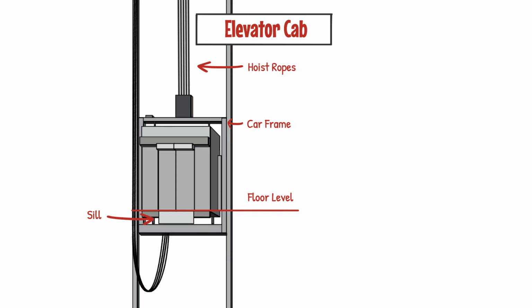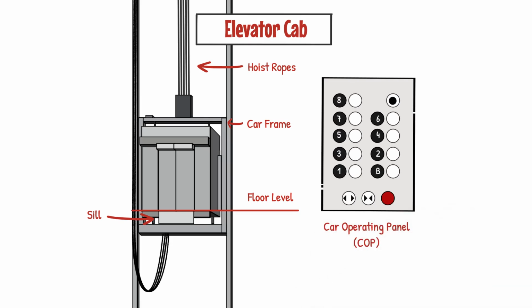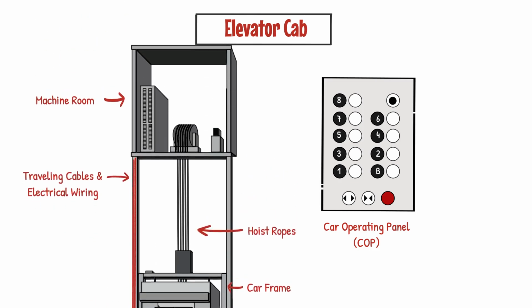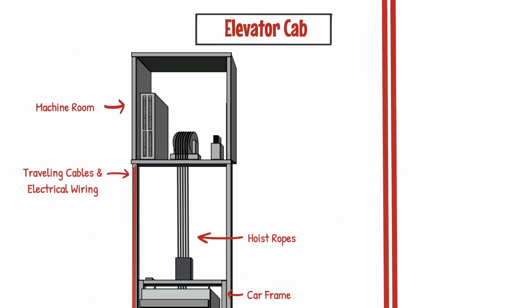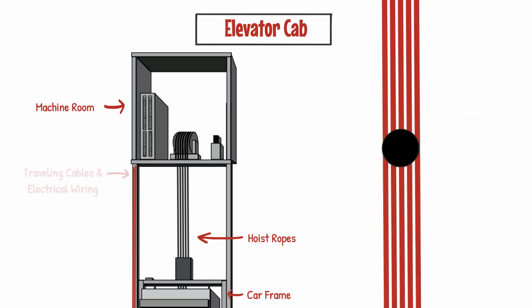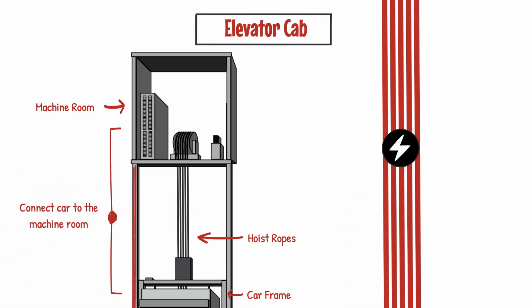The electrical components of the elevator, including the car operating panel, or COP, that houses the car buttons and display, are powered by wires running from the controller in the machine room to the elevator car through traveling cables. The traveling cables are large groups of wires that provide electrical connection between the elevator and the machine room and travel with the elevator car through the hoistway.